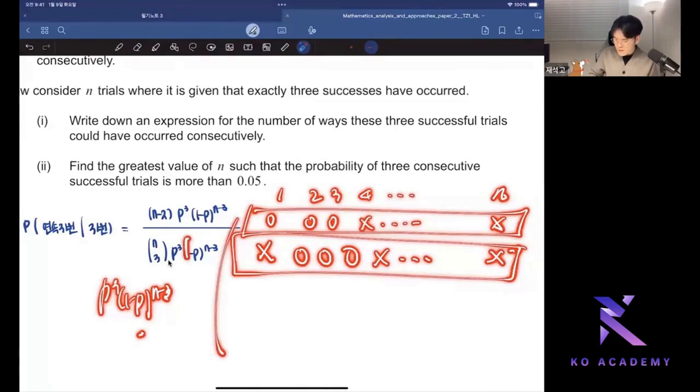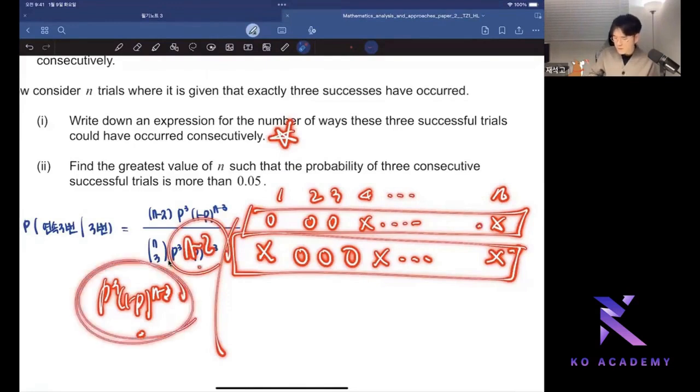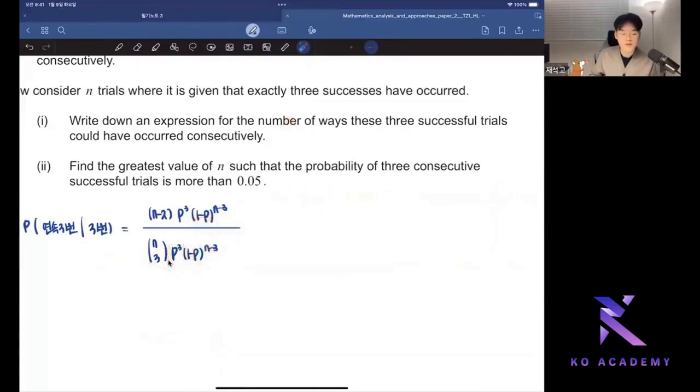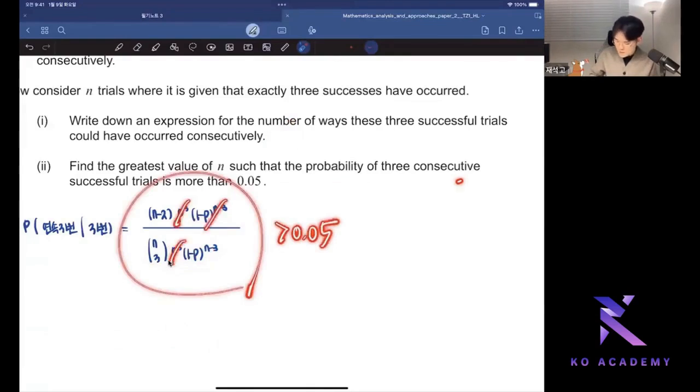Multiply probabilities. It must exceed 0.05. Each of these probabilities is the same, and there are n-2 of them, right? So we multiply them together. This is the probability of succeeding 3 times in a row when we've done n trials. So this probability is what we're trying to calculate, and it should be greater than 0.05. In the end, since it simplifies, we only need to calculate this part. Anyway, to solve it accurately, you do it like this.